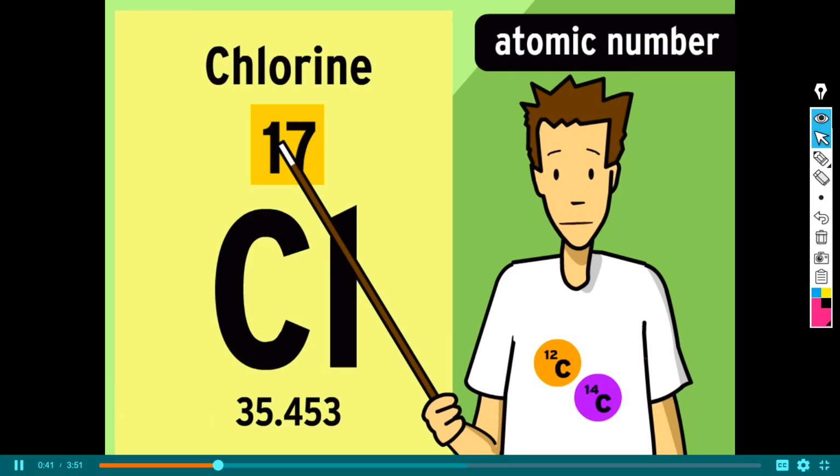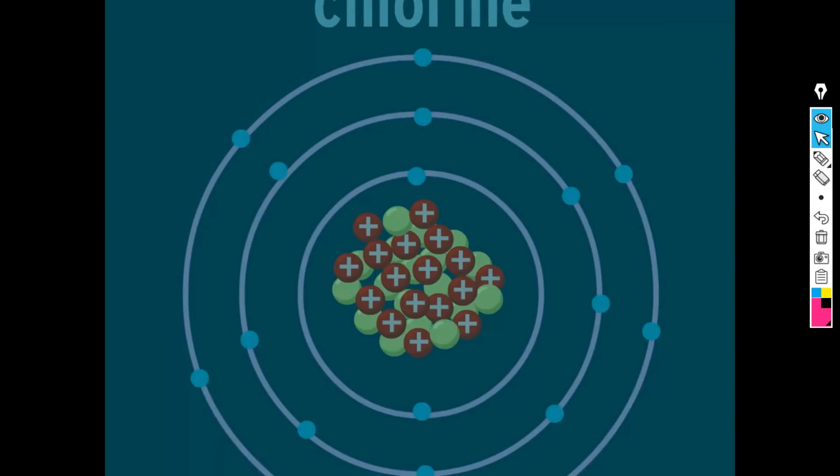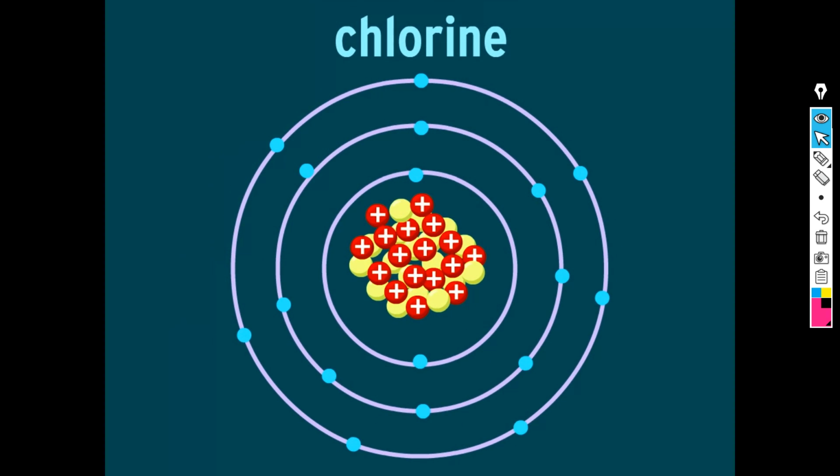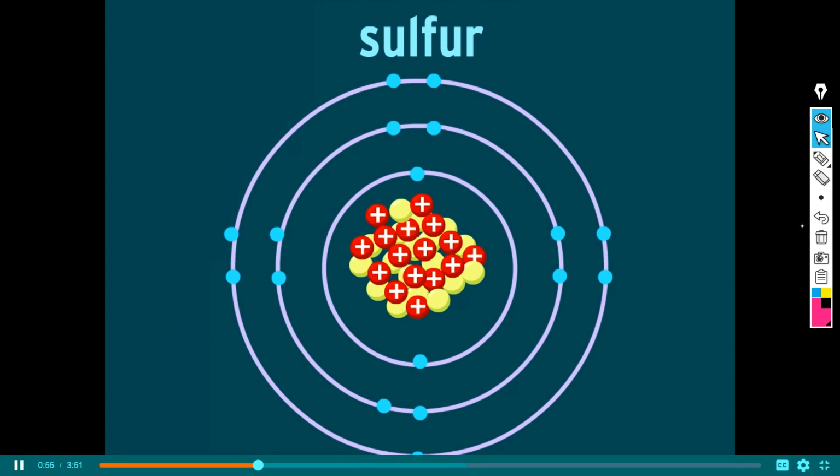Atomic number, the number of protons in its nucleus. The atomic number is what makes each element unique. Every chlorine atom in the universe has exactly 17 protons. One more or one less, and it becomes a different element, is what he was about to say.